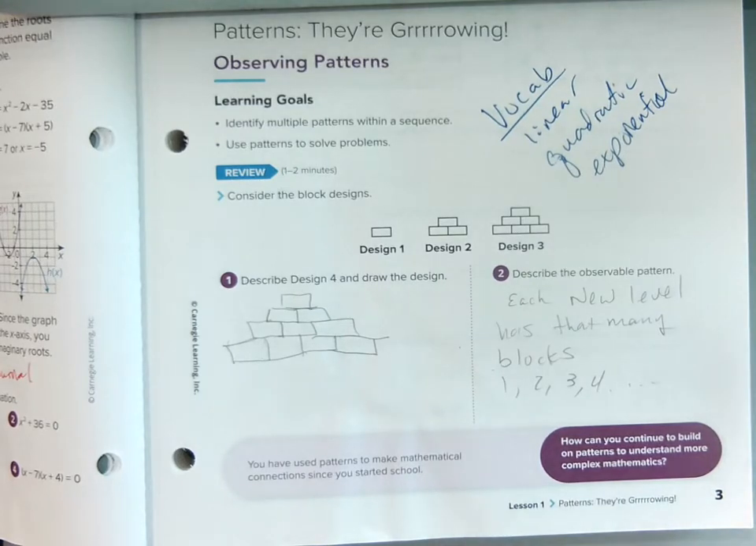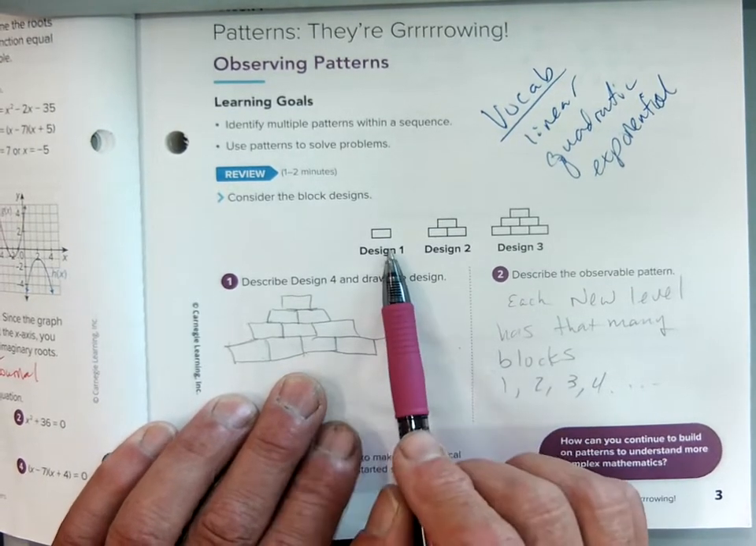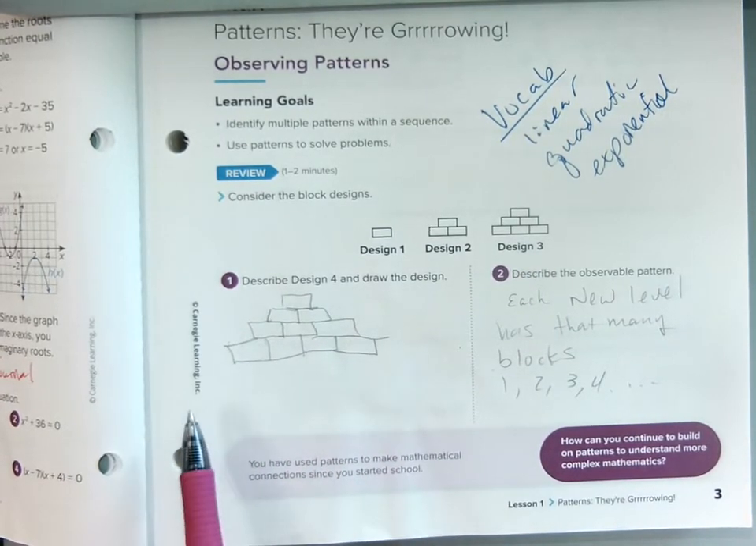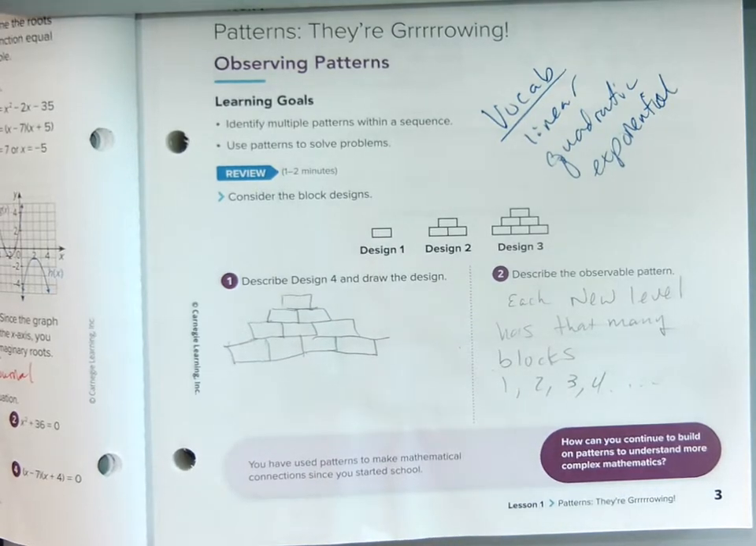So what we did is we talked about patterns. Number one says describe design four. Design 1, design 2, design 3. So design 4 is just adding the next row. So I've got the top row, row 1, 2, 3, 4. So it's as easy as that, okay?